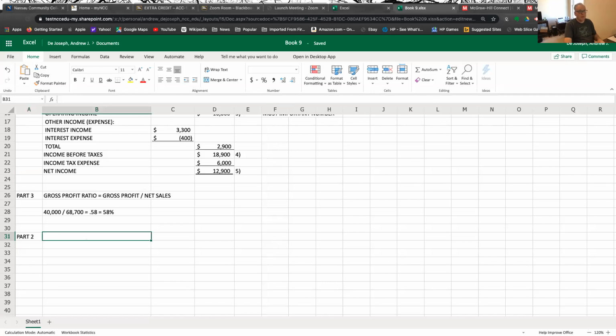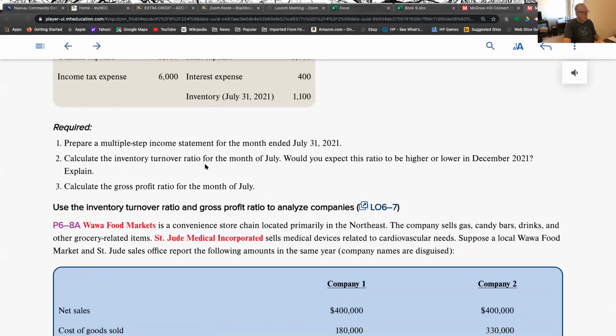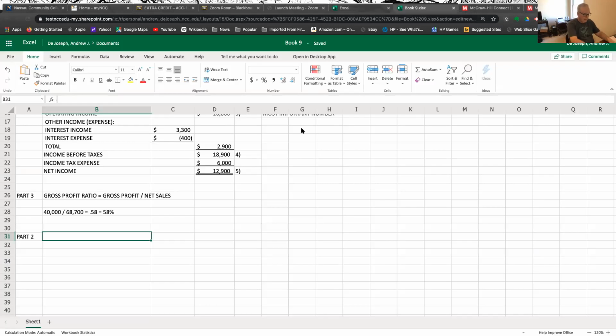Part 2, the inventory turnover ratio. Now, let's go back to gross profit ratio. It's saying that for every dollar of sales, net sales, for every dollar of net sales, 58 cents is gross profit. 58 cents is gross profit, right?